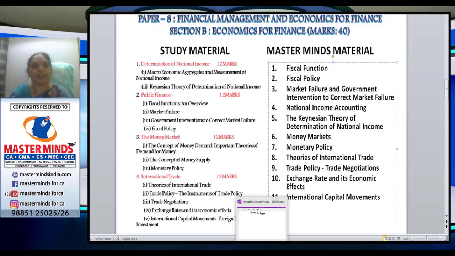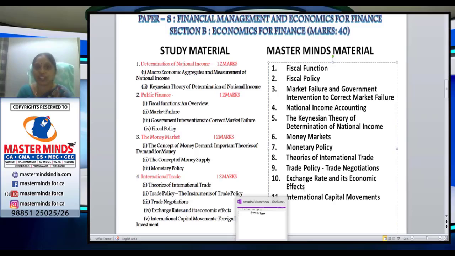Many of the students used to ask us, ma'am, let me know the weightage of each chapter. It's very simple. Each and every chapter's weightage according to our board material is 12 marks. Chapter, not the units, okay? Determination of national income, which includes national income accounting and Keynesian theory of determination of national income, together we can get 12 marks.